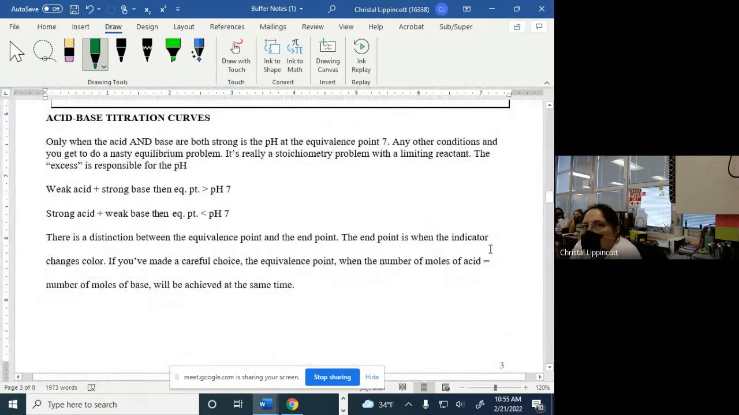All right, speaking of curves, weak acid, strong base, your pH is going to be greater than 7. Strong acid, weak base, pH is going to be less than 7. If we did a strong acid, strong base, where would our equivalence point be? Exactly at 7, right? There is a distinction between equivalence point and endpoint. The endpoint is where the indicator changes colors. Typically, you're past the equivalence point when that happens.